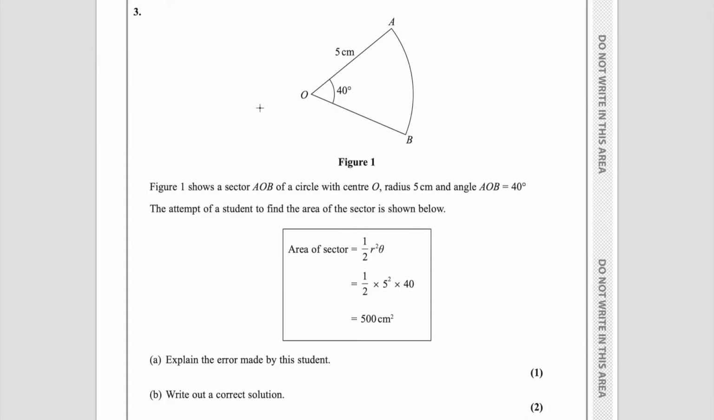In question number 3, we are given a sector, AOB, of a circle with centre O, radius 5, and this angle here, AOB, equaling 40 degrees. And now we're given that a student has attempted to find the area of this sector in the way demonstrated here. So what they've done is use the formula half r squared theta, which if you've studied radians you should be aware of, and have substituted the radius as 5, which is correct, and the angle theta as 40 degrees. And they've come up with an answer of 500 centimeters squared.